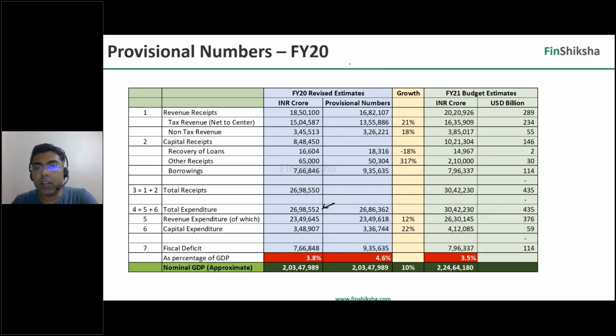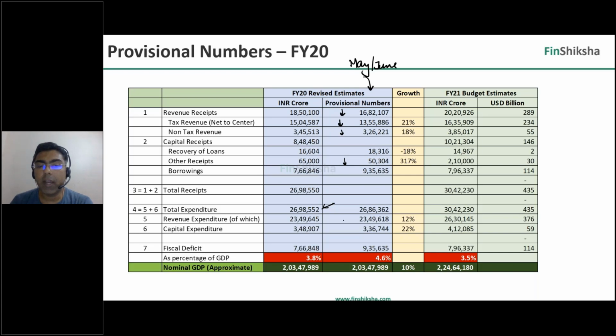Now, after the year, somewhere in the month of May or June, you come up with provisional estimates for last year, right? This is now the actual number that comes out. So on Feb 1st, when we did the budget calculations, we gave a revised estimate of what is going to happen. Now we gave the provisional numbers. The provisional numbers fell short on almost all counts.